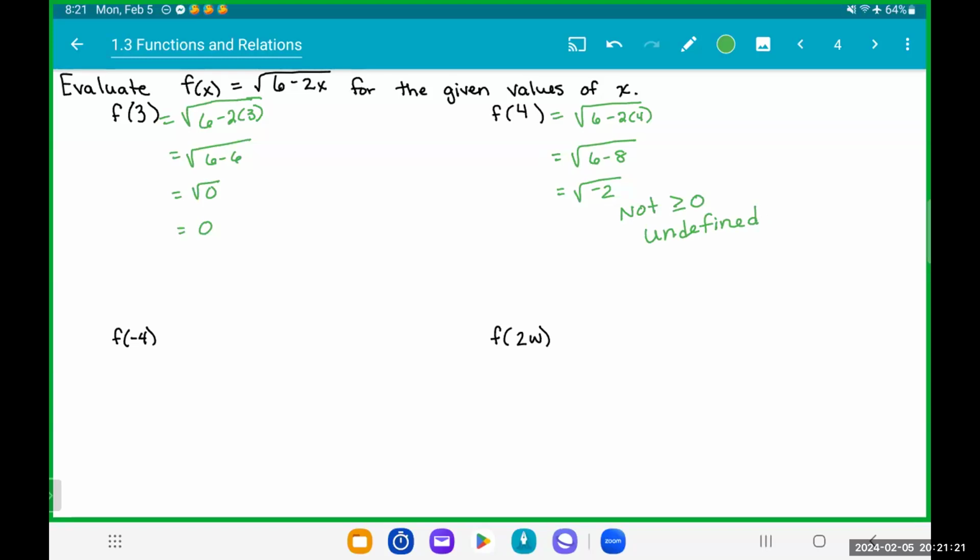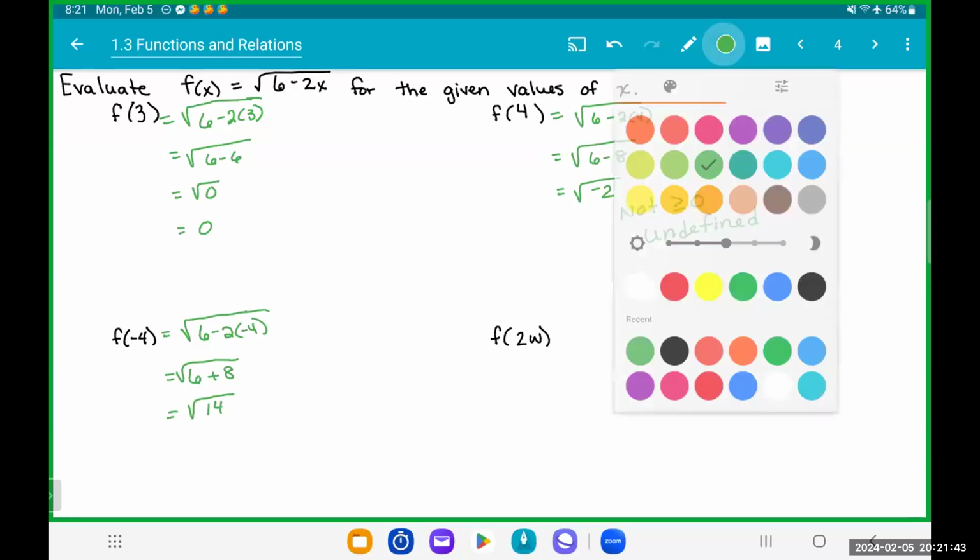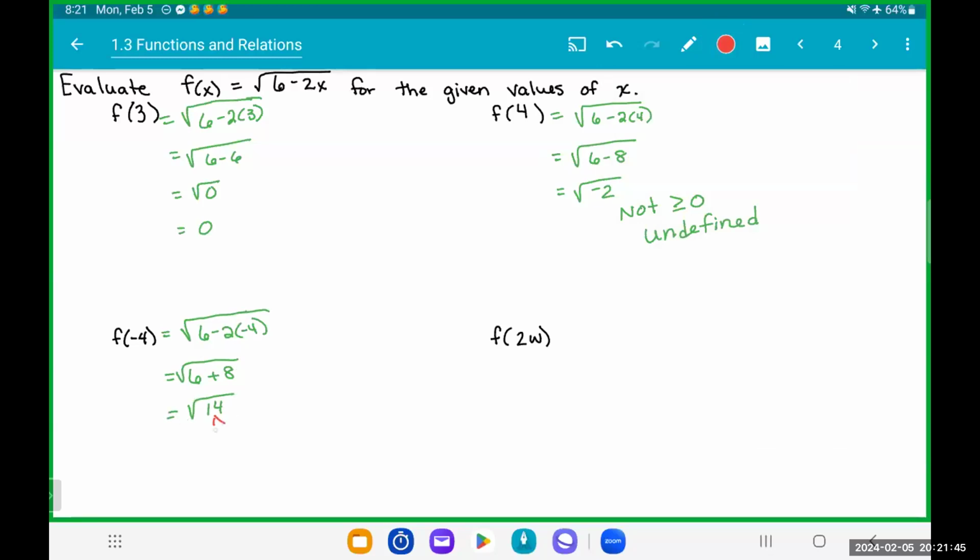Let's look at -4. So that is the square root of 6 minus 2 times -4. That is 6 plus 8. Okay, 6 plus 8 is 14. And so we can look at this and say this is 2 times 7. We can't simplify this anymore. So the square root of 14 is our solution.